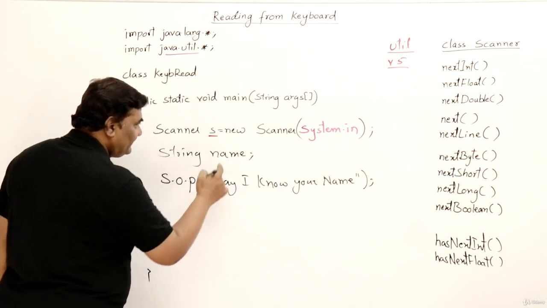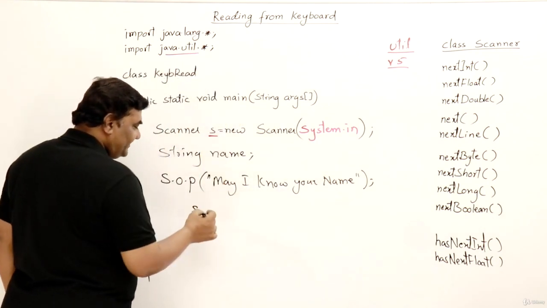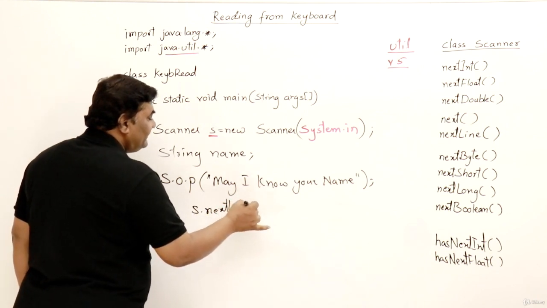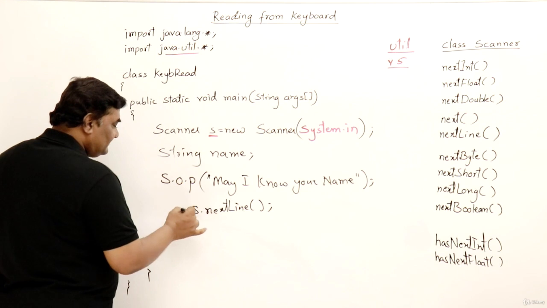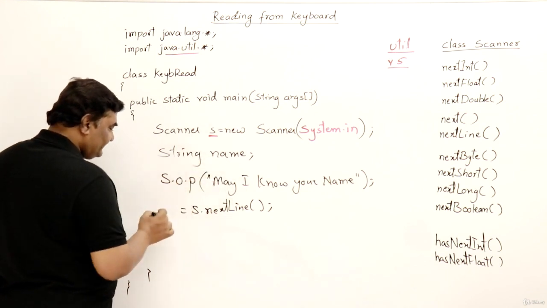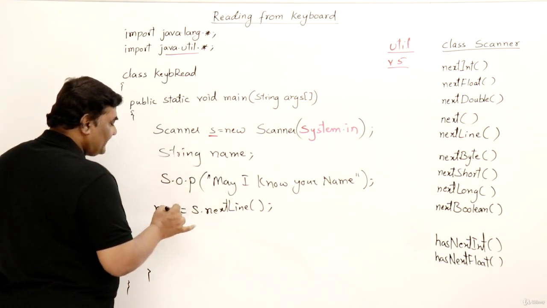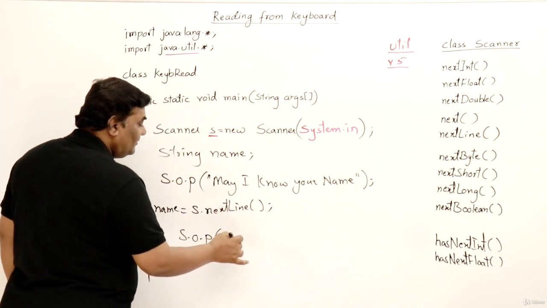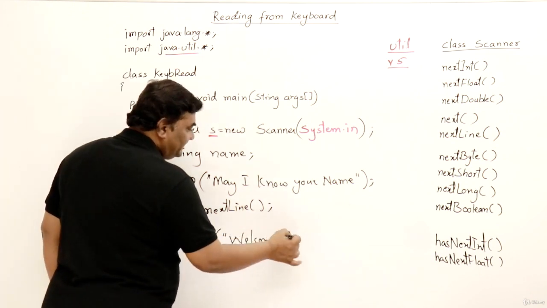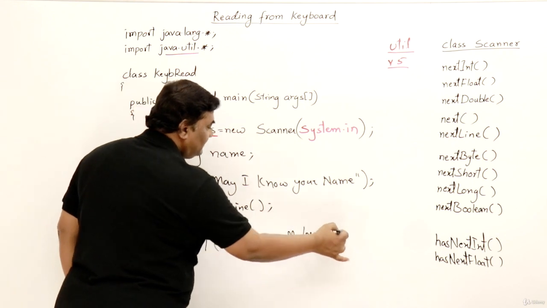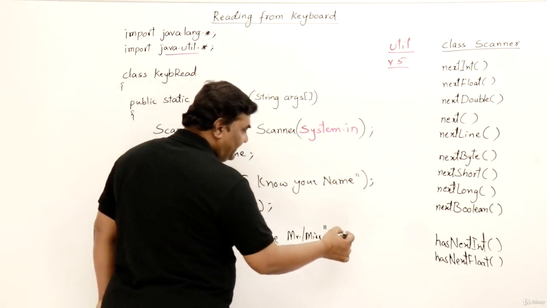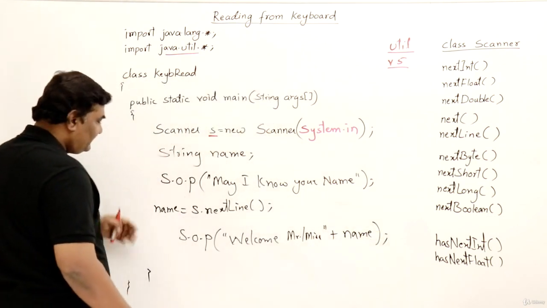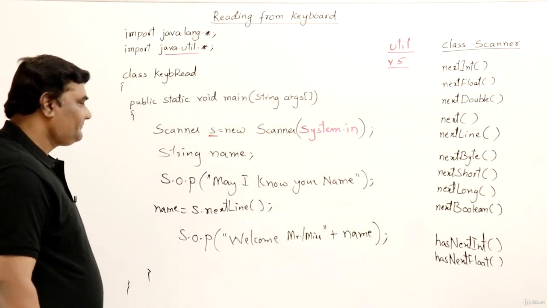S is an object of Scanner, so from S we are reading it. Say nextLine. This will read a line, and that string, let us assign it to this variable name. Then give a message, System.out.println, welcome Mr. or Miss, then concatenate and give the name of the person. That's it. So this is a simple program.